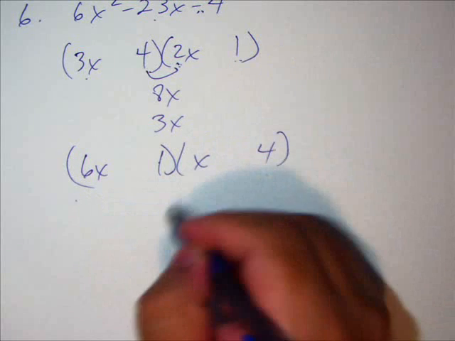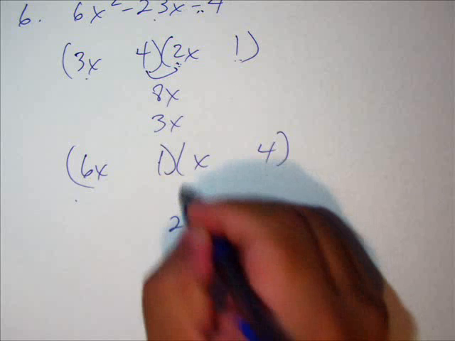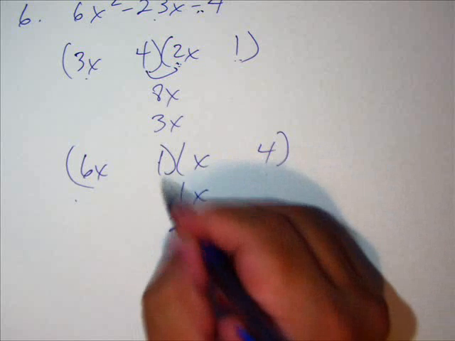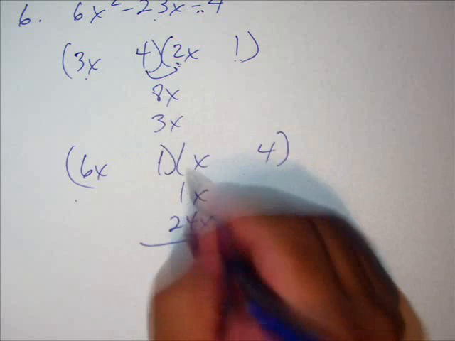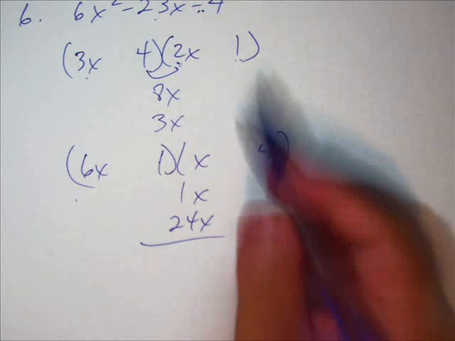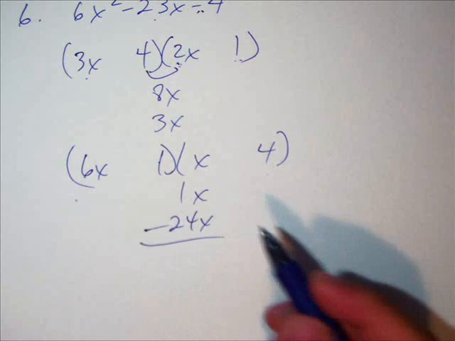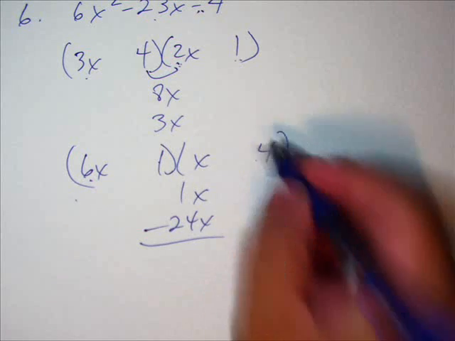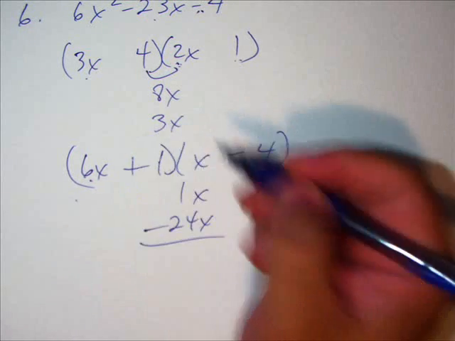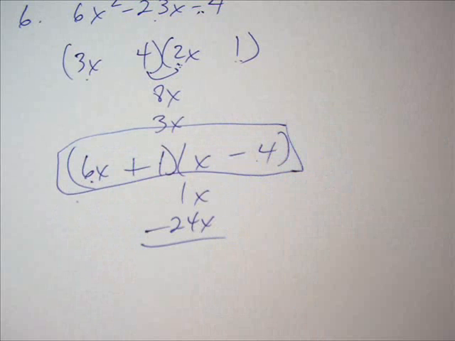So the outside is 24. Inside is 1. Yay! So subtract to make 23. Yes, that will subtract to make 23. We want a negative 23, so we want the 24 to be negative. 24 comes from 6x and 4. So that's the minus, that's the plus. This is the factored version.